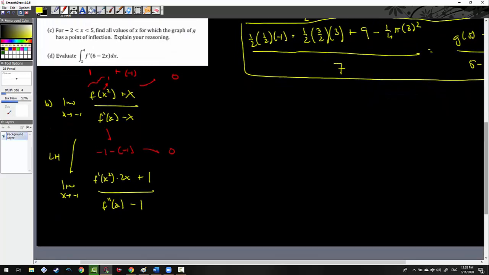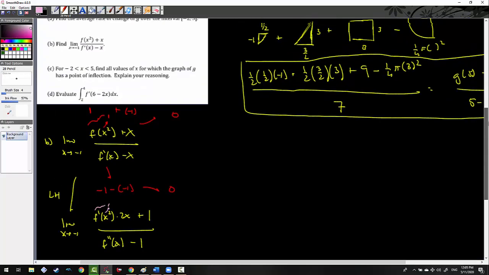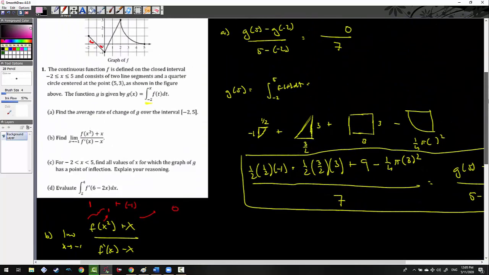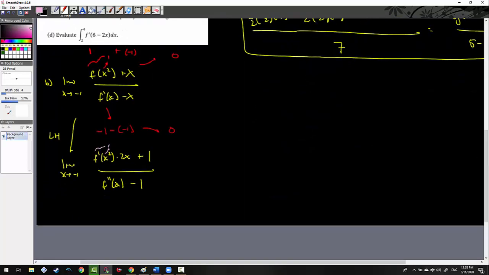Are we? If I let x go to -1, x squared would go to 1, and what is f prime of 1? F prime of 1, I believe, is 2, because that is the slope's value right there, so I'm going to get a 2 times 2 times -1 plus 1, right? So that's what happens when I let the limit actually happen. So what I get is I get 2 times -2, which is -4, plus 1 is going to be -3.